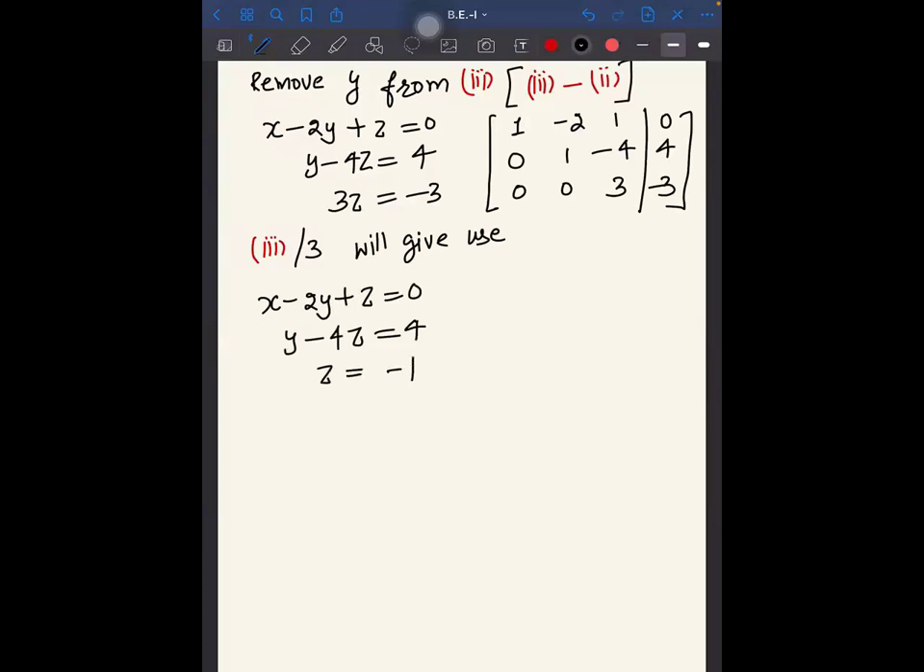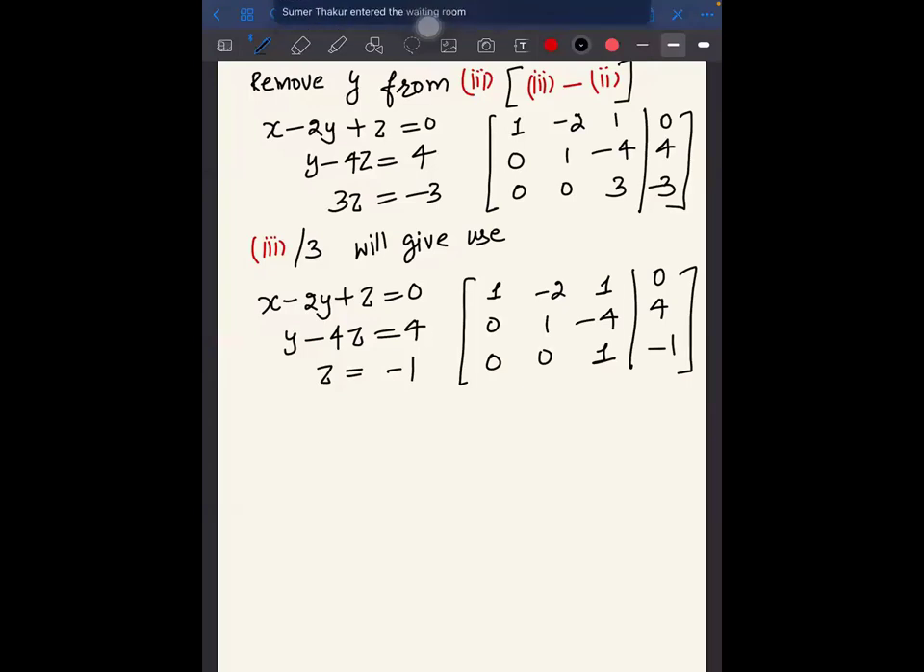And now we have another matrix form, that is 1, minus 2, 1, 0, 1, minus 4, 0, 0, 1, and here you will have 0, 4, and minus 1. Yes, are you with me on this? Okay, now once we have this kind of situation, now what are we going to do?